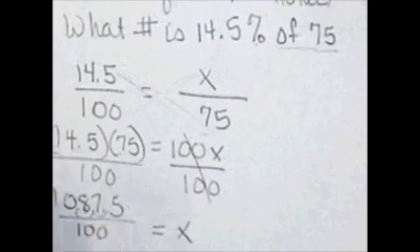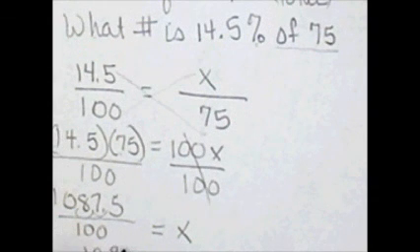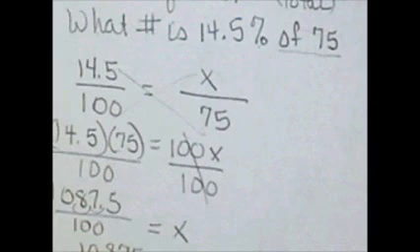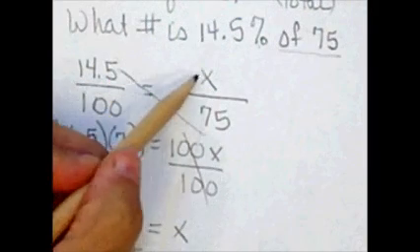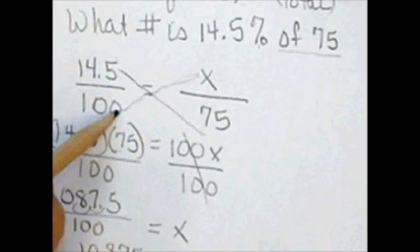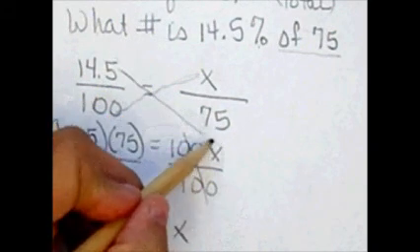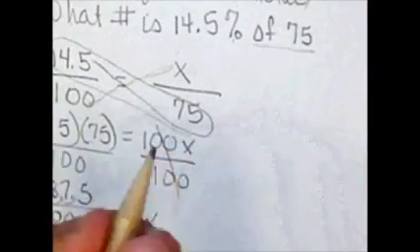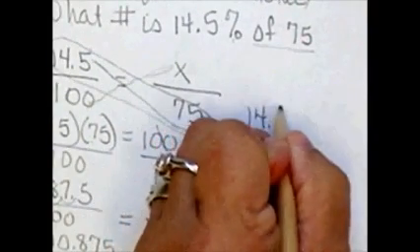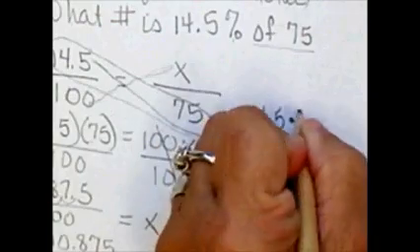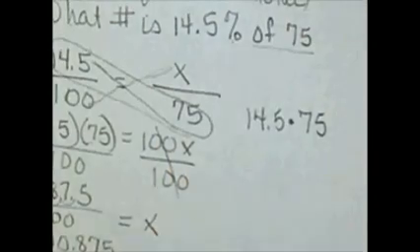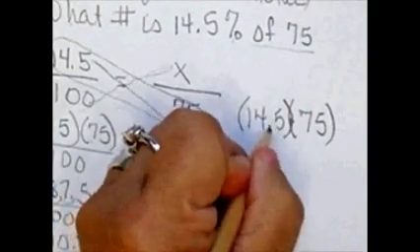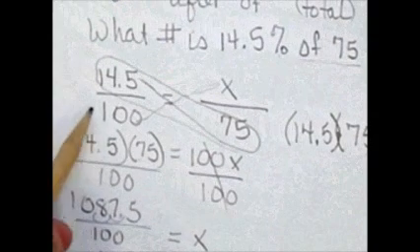Now, here's the trick that I tell students. When you cross multiply, do your cross. Look at the two numbers at the end that you know. In other words, I know both of these. So simply write them down: 14.5 times 75. Okay? I'll put it in parentheses so it's easier to see, so it's not confused as a decimal. And then the number that's left by itself, at the other end of that one, is x.